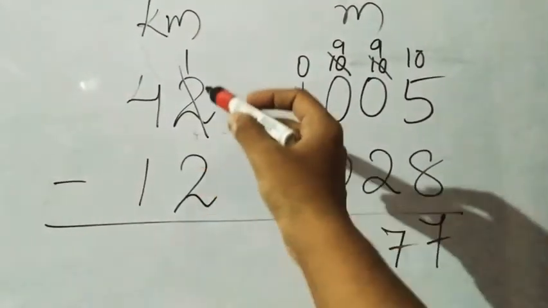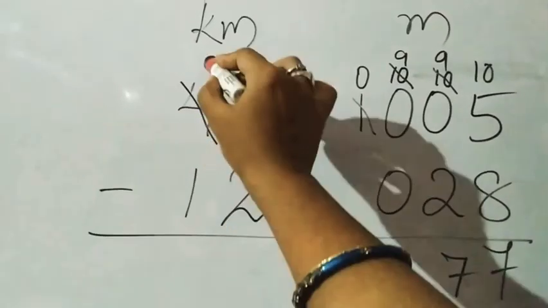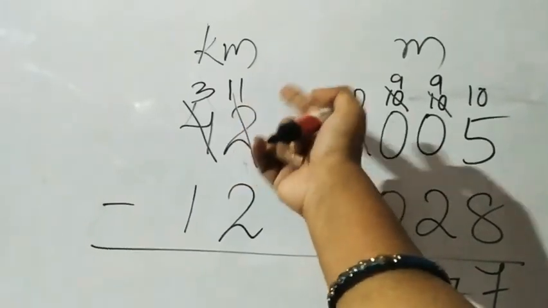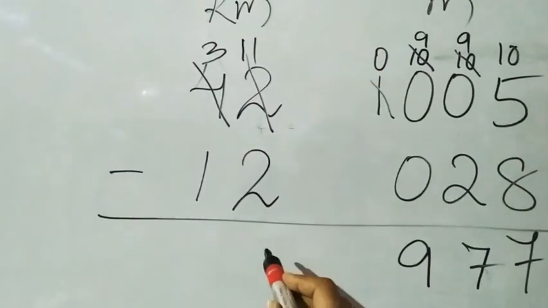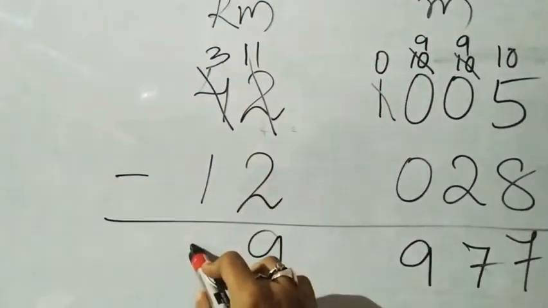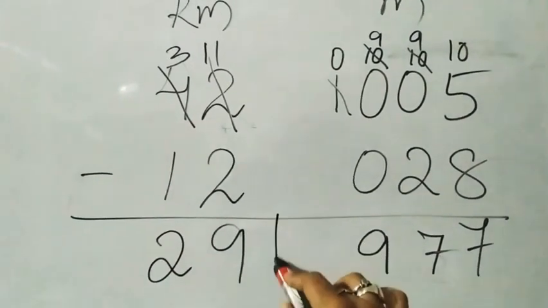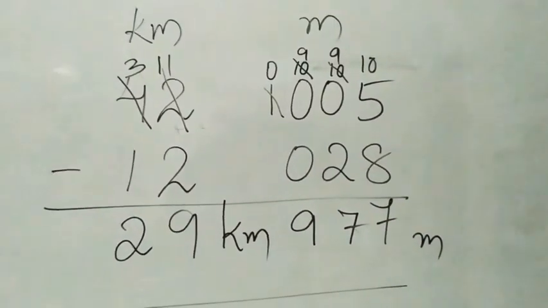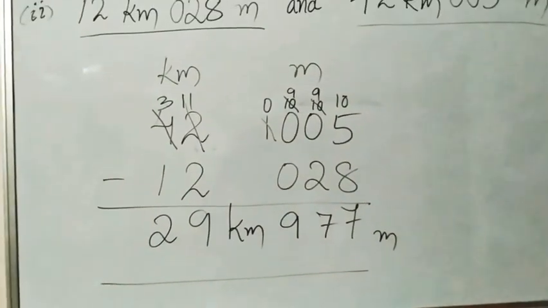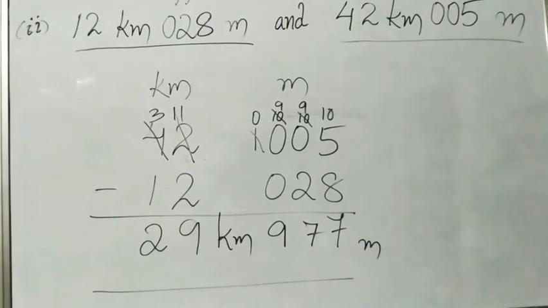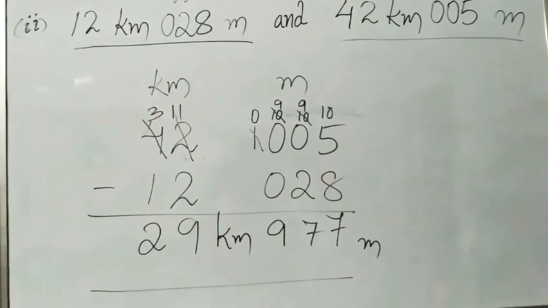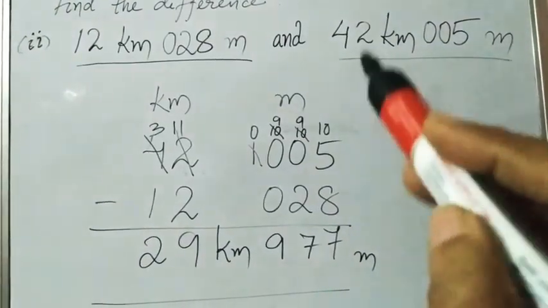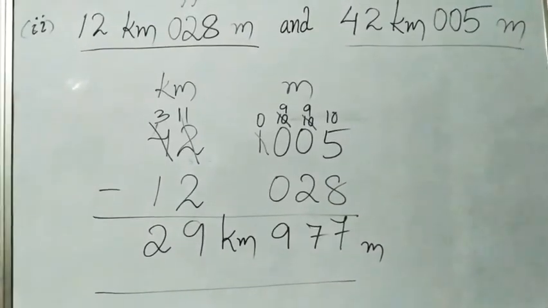Go to kilometer. 1 minus 2 we cannot do. You can borrow, that is 10 plus 1, 11. I wrote it directly. 11 minus 2 is 9. 3 minus 1 is 2. Now 29 kilometer, 977 meter. I hope you understood this question. Try such type of questions and do not make the mistake of not adding the zeros to the places before it. Okay.